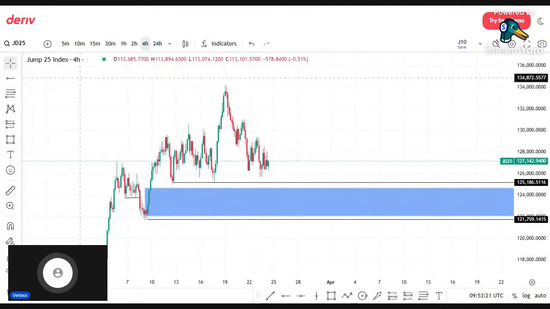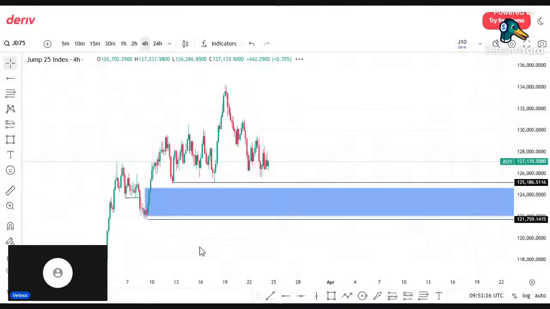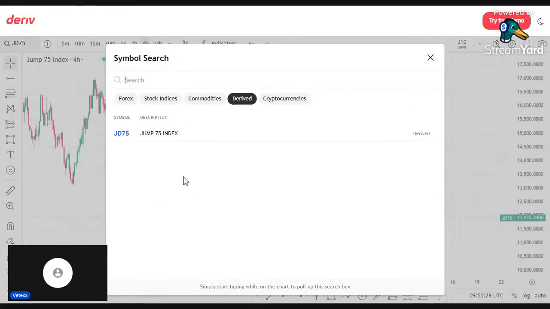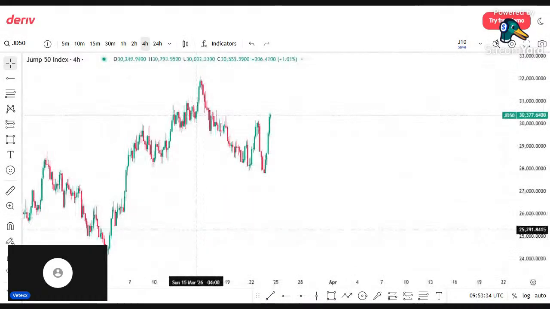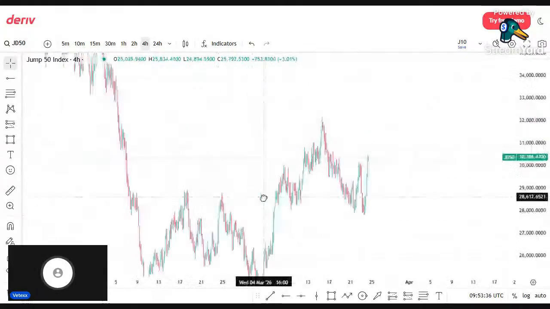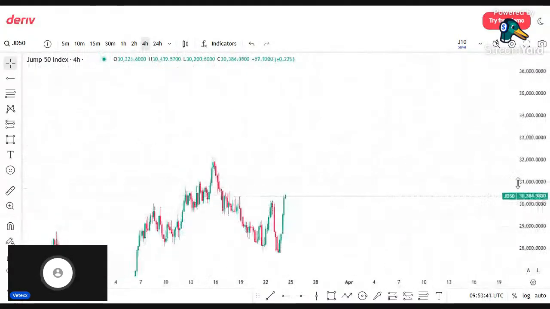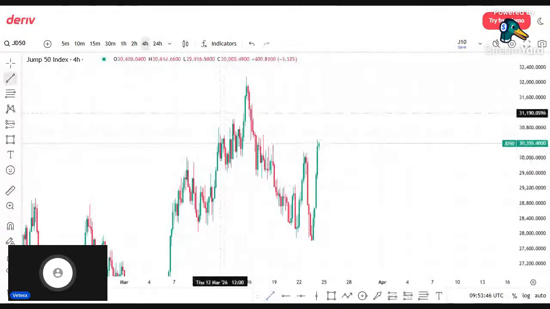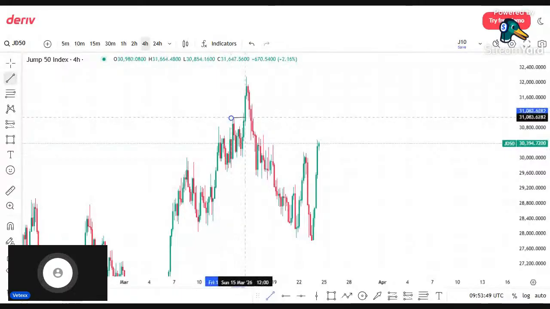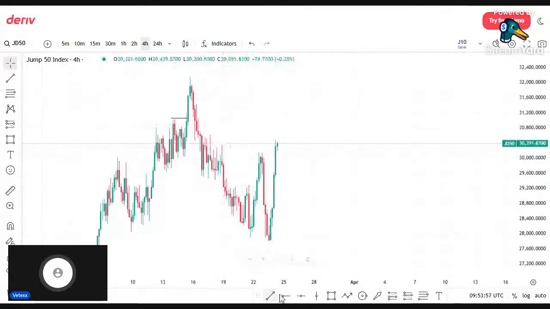Okay, and the next is going to be what? Jump 50. What do we have on jump 50? Jump 50 is currently bearish, and on the 4-hour time frame, we have this structural liquidity. So we have this on jump 50 where we have this structural sweep of liquidity here, and price just took out the structural liquidity on jump 50. So this is what we have.